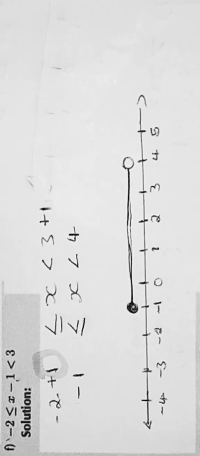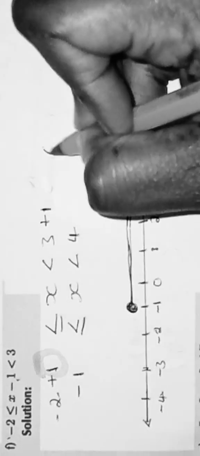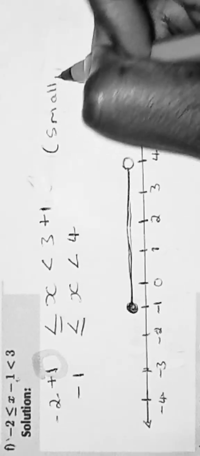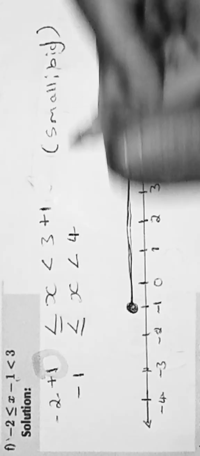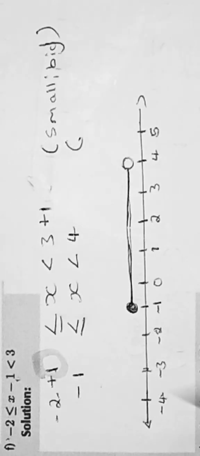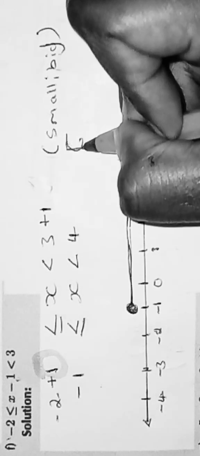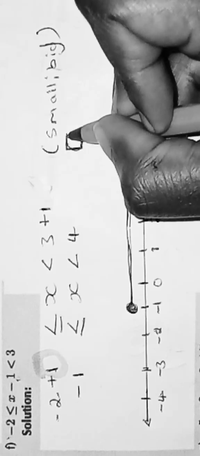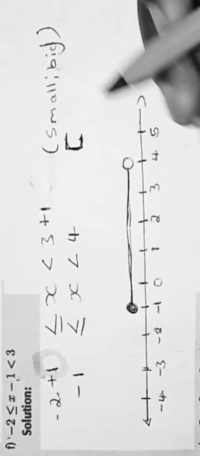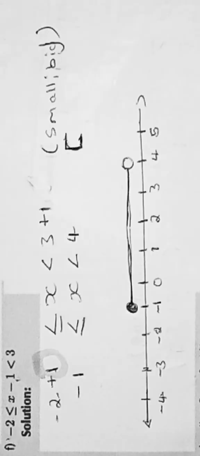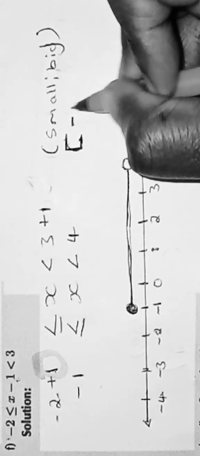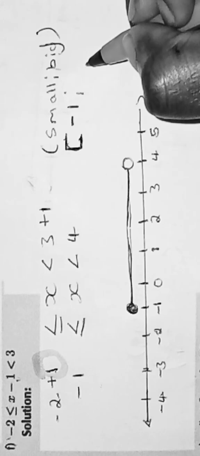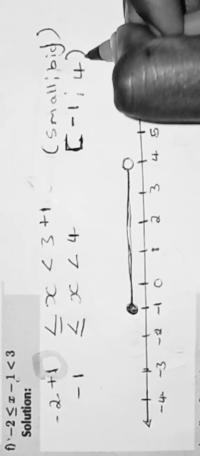The notation will be the small number, then the big number. So my small number is -1, and my big number is 4. Here I'm going to put a big bracket like this, which just looks like a rectangle. And then -1, which is the smallest, and then the biggest, the 4. And then you're done.